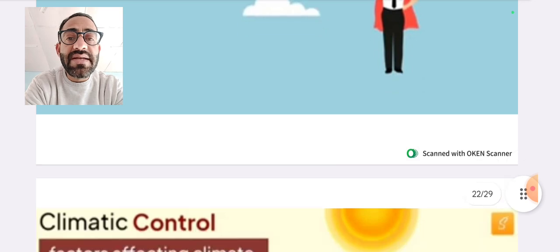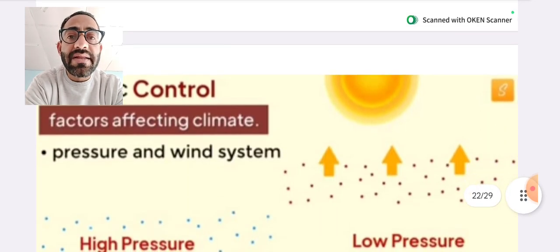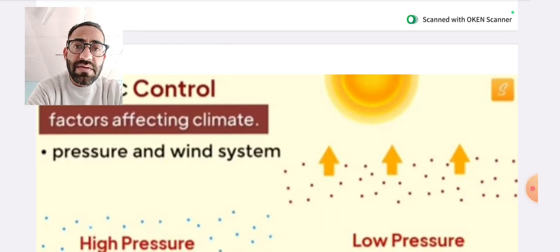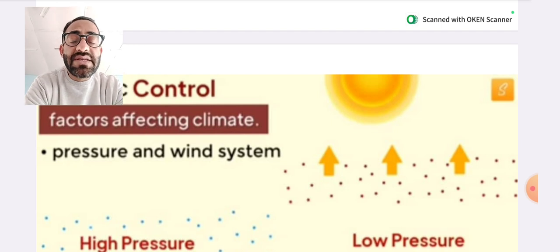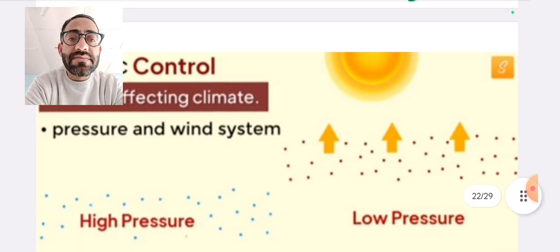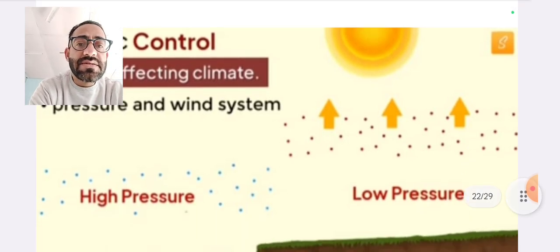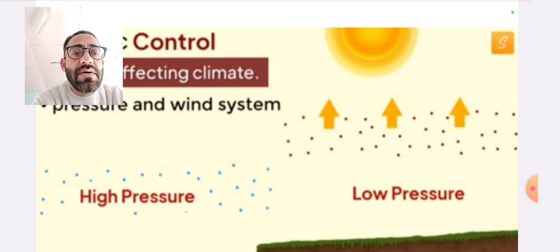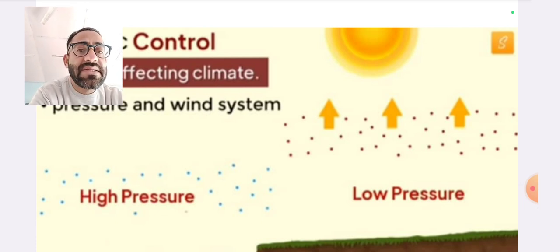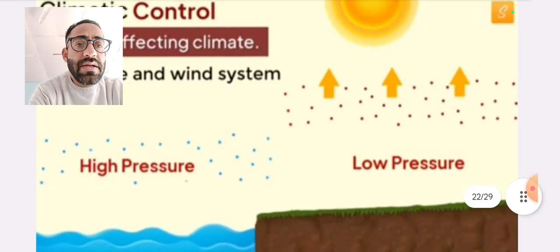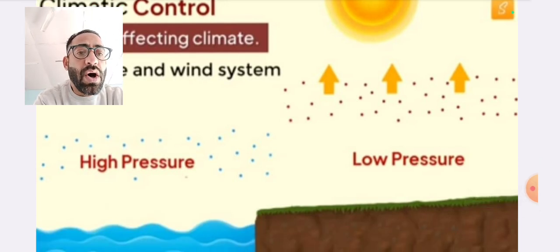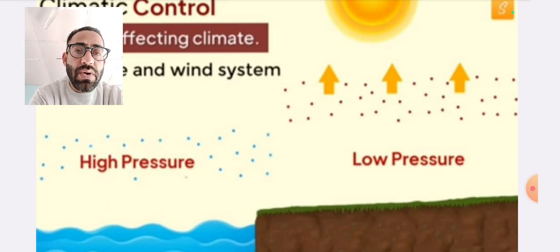The third important factor, the most important factor, is pressure and wind system. Pressure and wind system affect the climate of a place. Let me explain this with an example. There are two conditions. On the left side of the slide there is normal land, and on the other side of the slide there is an ocean. Okay.